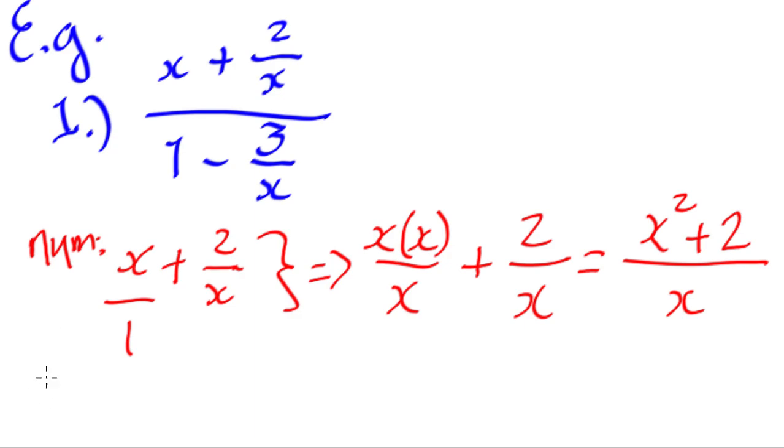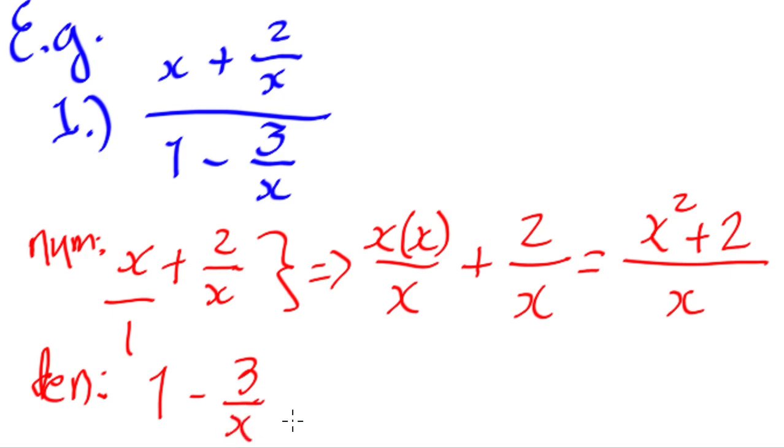For our denominator, let's call it den. Our denominator is clearly 1 minus 3 over x.